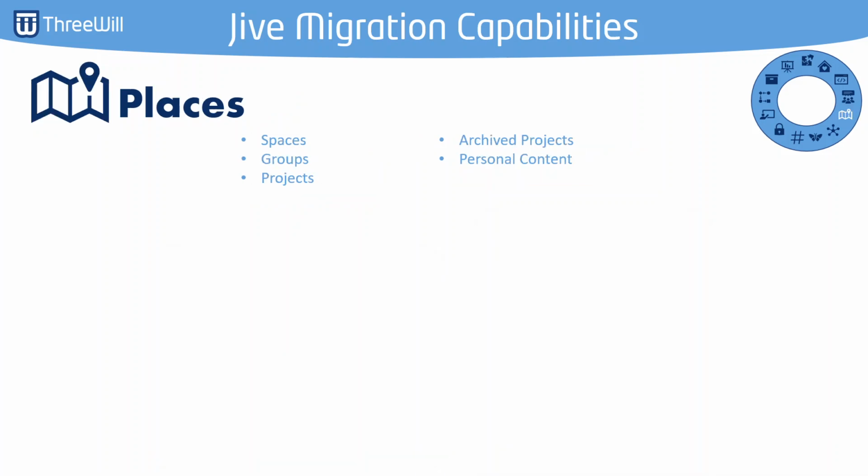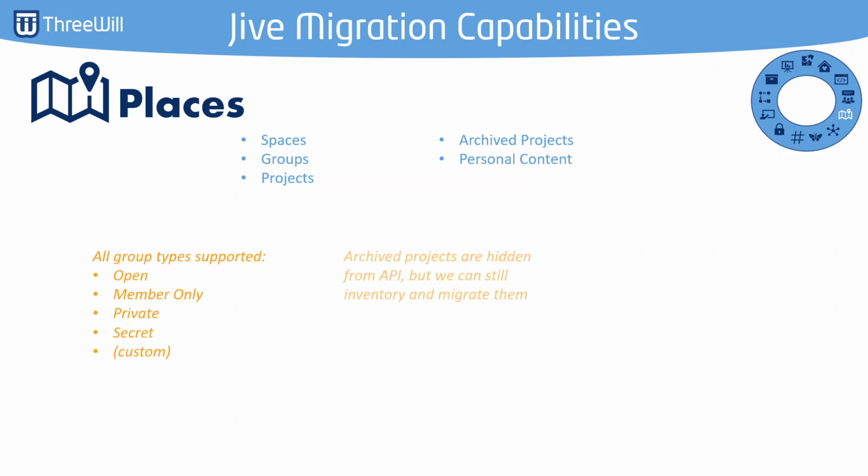Jive content is put into containers that they call places. There's several place types, and spaces are a type of place that are hierarchical. They can contain subspaces, whereas groups are flat. But projects live underneath groups or in spaces. So there's a little bit of hierarchy with groups in that way. There are various group types, and we handle all of those, not only migrating from them, but we handle the permissions, which I'll get to in a bit.